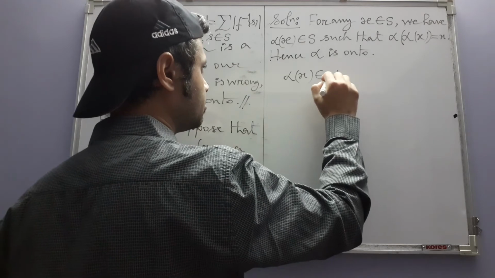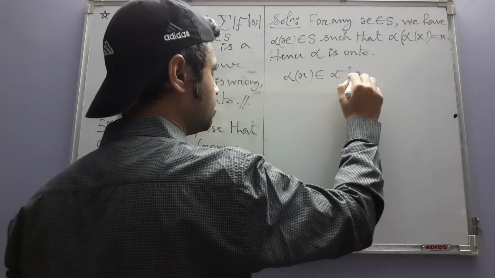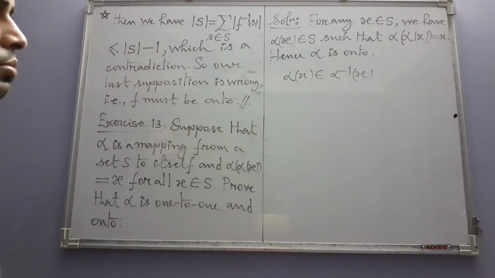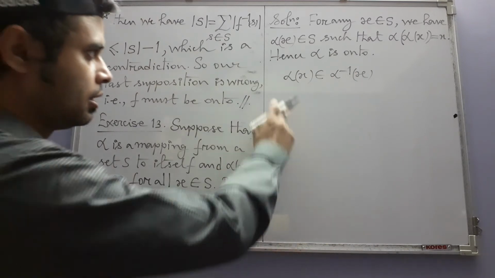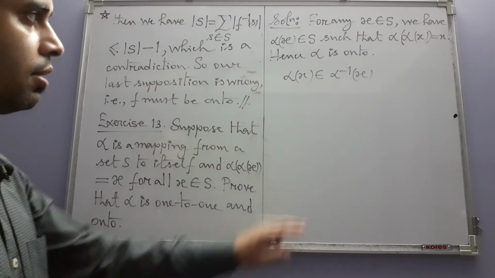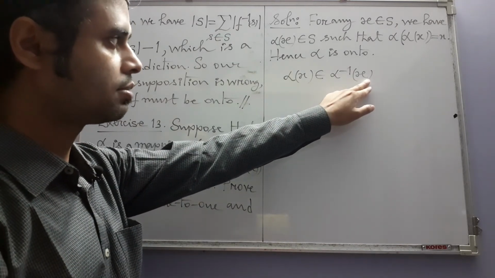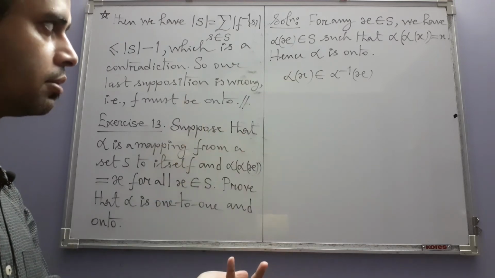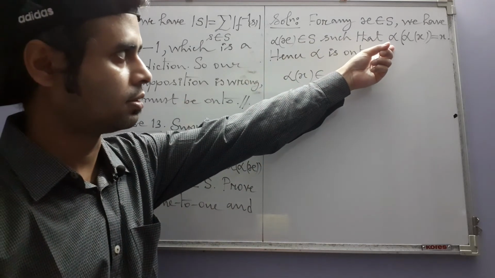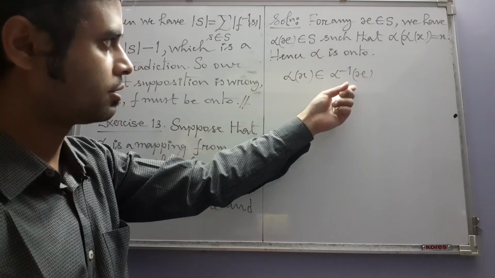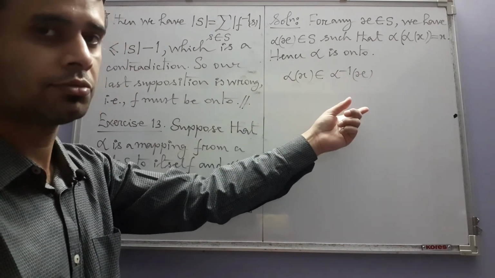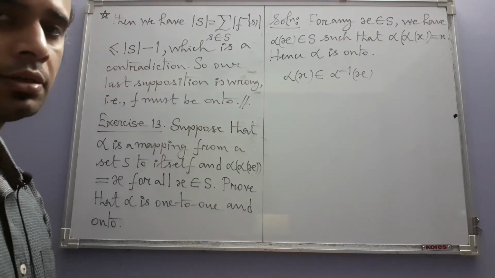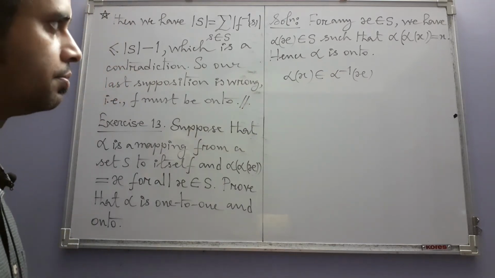In terms of inverse images, this alpha of x belongs to the inverse image of x under alpha. This relation looks somewhat strange, but you have to understand that this inverse image is a set. It is the set of those elements whose alpha images are equal to x. So because of this equation, alpha of x belongs to alpha inverse of x, and that's why any such inverse image is non-empty, and that is why alpha is onto.